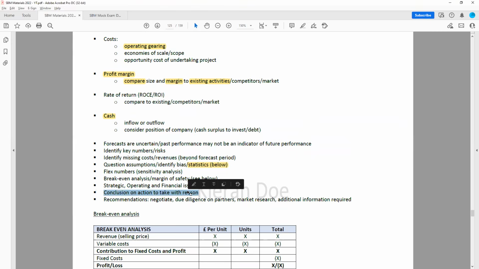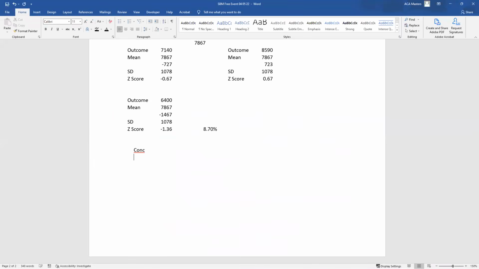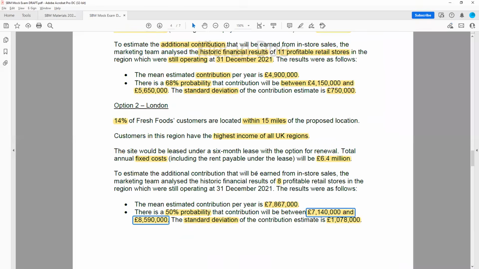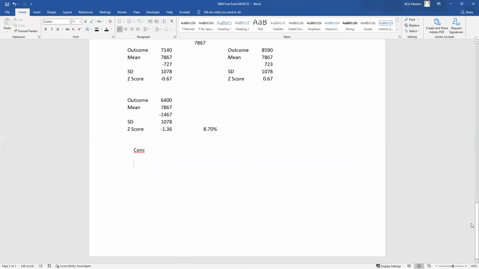And then we always want to conclude with a reason as to which course of action to take. So of course, if you think about our conclusion, which one should we go for? Now, of course, remember, in the scenario, the FD said he was particularly concerned about the probability of making a loss. So a good conclusion would be to say, choose Manchester because it's got a lower probability of making a loss and fewer fixed costs, because these were the concerns of the finance director. So that would probably be the right approach to take. And then you could maybe say, if Manchester was successful, then launch London after.